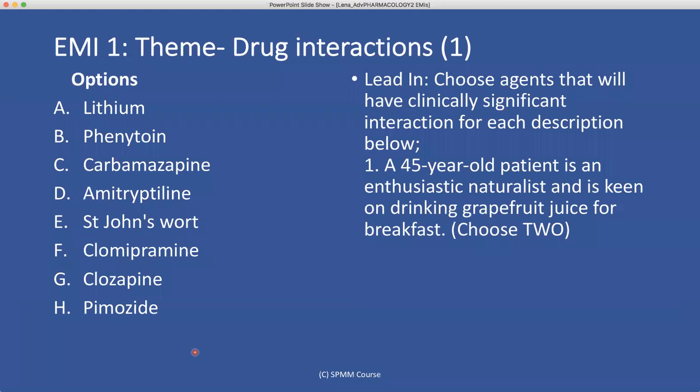Let's start with the first EMI, drug interactions. We have to choose agents that have clinically significant interaction for each of the description given in the list. Question number 1, a 45-year-old patient is an enthusiastic naturalist and is keen on drinking grapefruit juice for breakfast. Choose two interactions. So we have to choose two interactions with grapefruit juice.